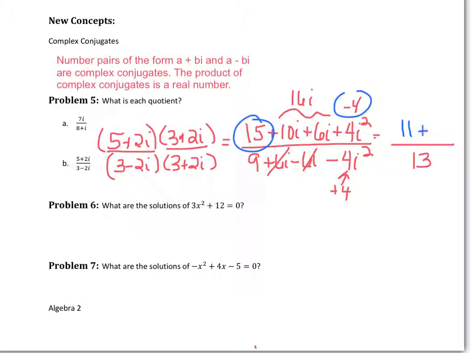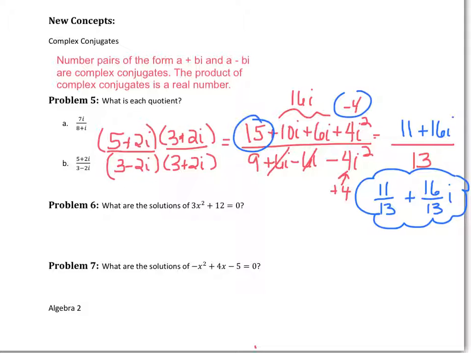Plus 16i, giving me a final answer of 11 plus 16i, all divided by 13. And as Ms. Schenzer says, she likes to write it as 11 over 13 plus 16i over 13. Good, so that's the answer to A and B. It's kind of like rationalizing the denominator: multiply top and bottom by the conjugate. Just remember you can't leave i in the denominator, okay?